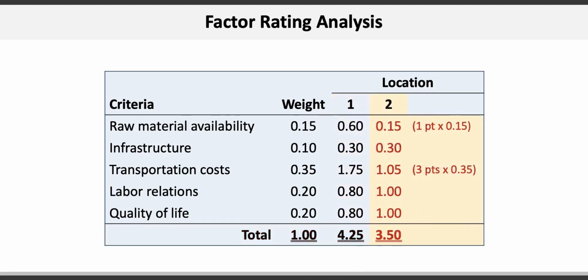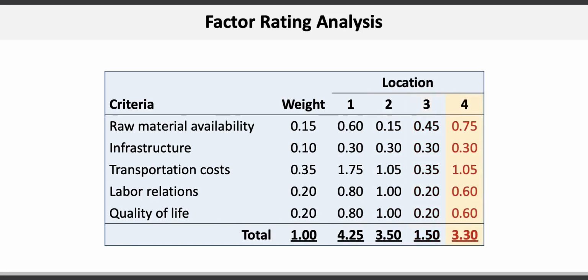You'll see for location 2, the total ends up being 3.5. I included a couple of supporting calculations here for raw material availability and transportation costs to prove that a poor rating of 1.0 times 0.15 equals 0.15, and that an OK score of 3 times 0.35 equals 1.05. Make sure you can confirm all of these numbers before proceeding. Next is location 3, where the individual calculations add up to a total location score of 1.50. Again, make sure you can confirm these before proceeding. And finally, location 4 ends up with a total score of 3.30, which you now should be able to confirm.